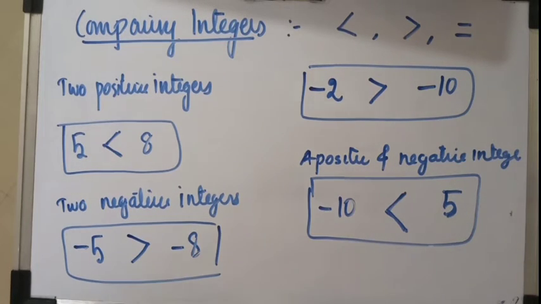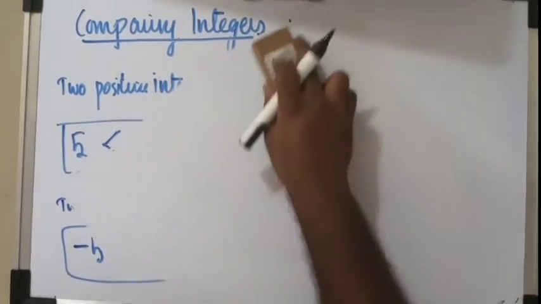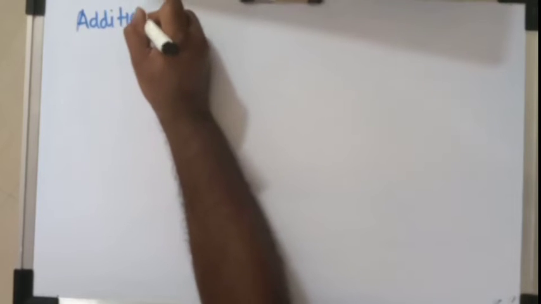Now children, we'll be looking at the addition and subtraction of integers. This is where the children really find it very difficult. Addition and subtraction of integers.